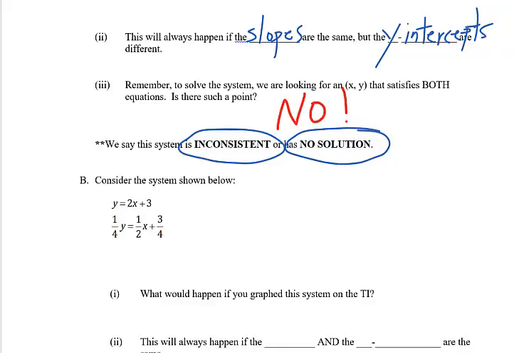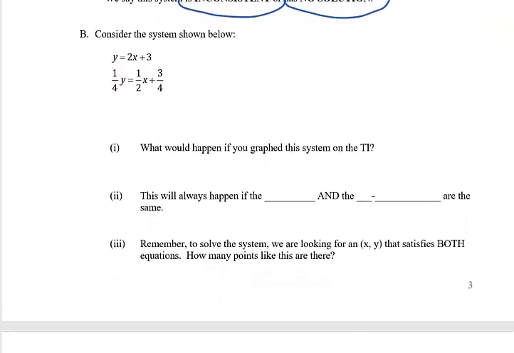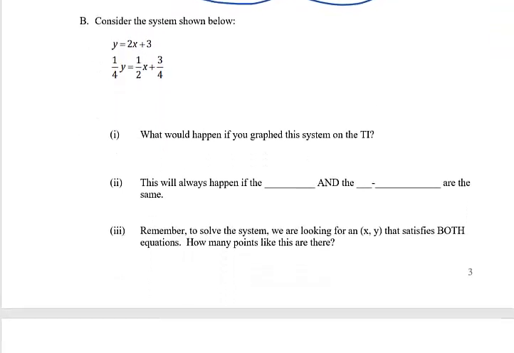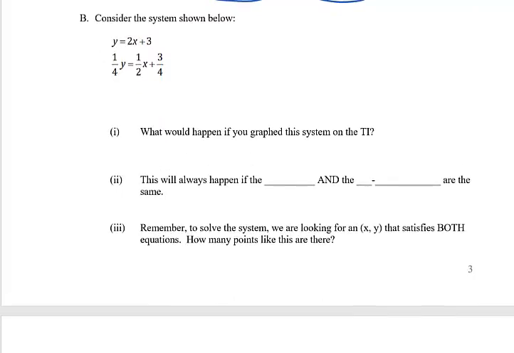All right, let's go down to letter B. Here's another strange thing that can happen to you when you're using the graphing method. Here's another system. Question 1, what would happen if you graphed this system on the TI? Well, once again, the first equation is in the right format, but the second equation is not, so we're going to have to fix that. The second equation is kind of a mess.